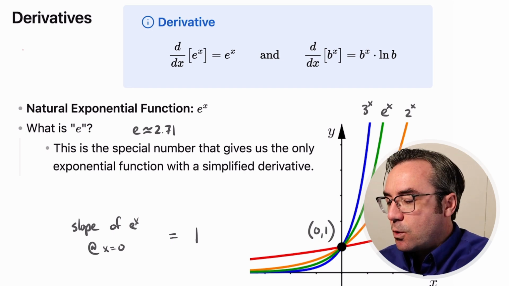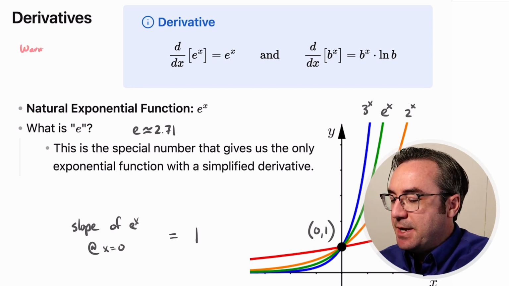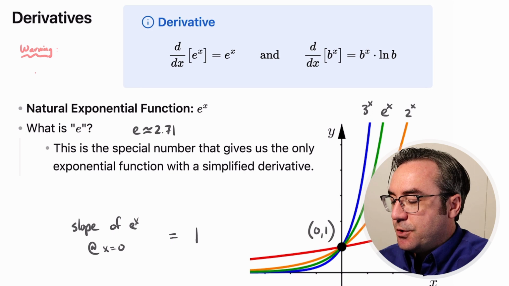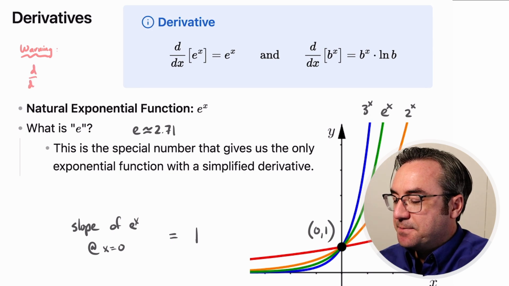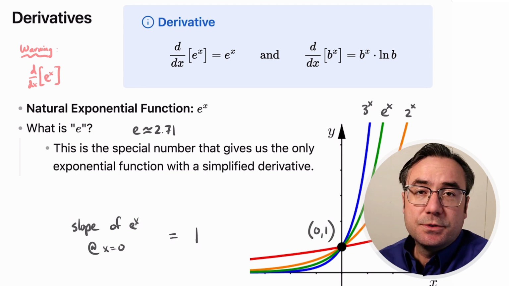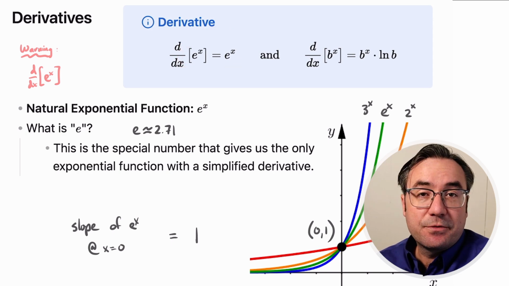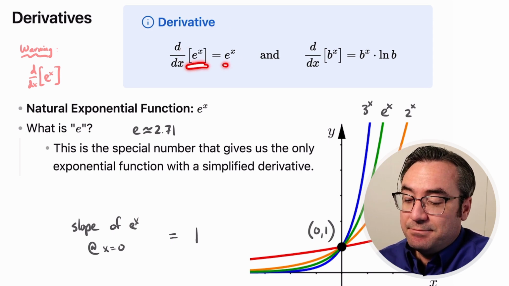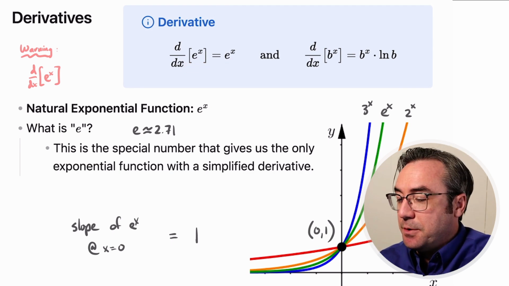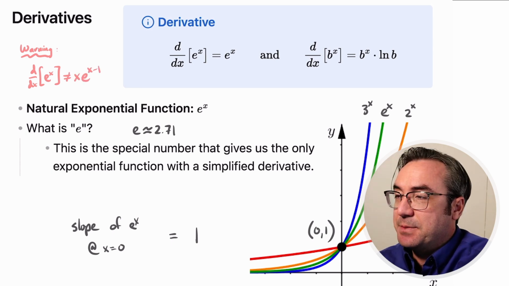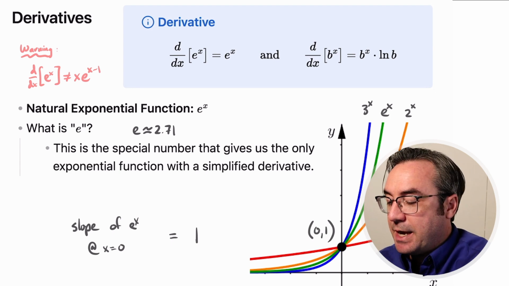Now one little warning here. For the derivative of e to the x, you're going to be tempted to try to use the power rule. The power rule doesn't work here. This is a different type of function. We can't use the power rule for it. It's actually easier than doing the power rule. But just to be careful, we're not differentiating this using the power rule, so we don't bring down the exponent and put it in front.